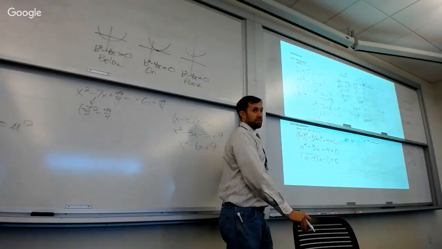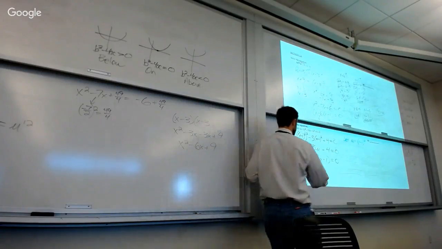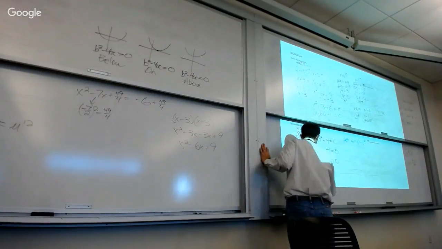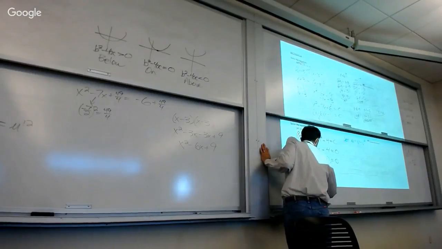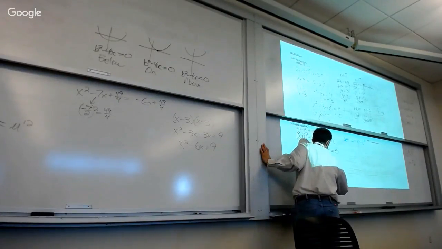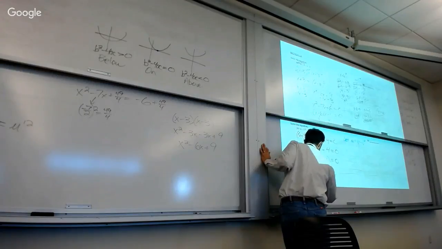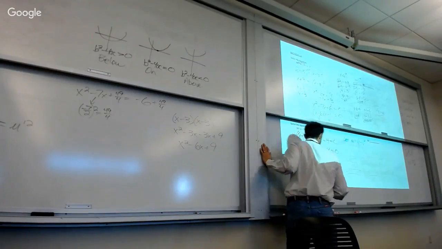And now we can do the zero product rule, set them both equal to 0. So mu minus 4 equals 0, or mu minus 1 equals 0. And therefore, it could be that mu equals 4, or it could also be that mu equals 1.